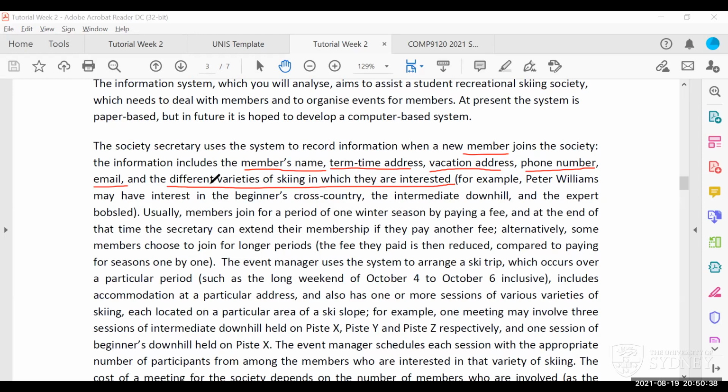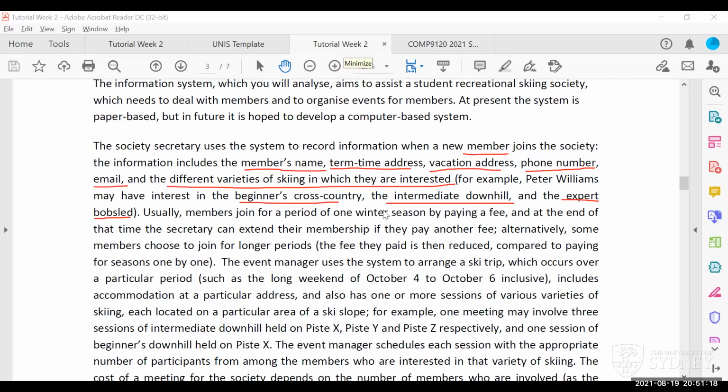How do we model the different varieties of skiing that a member is interested in? There's an example here. Peter Williams, as a member, may have interest in multiple different varieties of skiing: beginner cross country, intermediate downhill, and expert bobsled. So this person has 3 different interests in 3 different varieties of skiing.